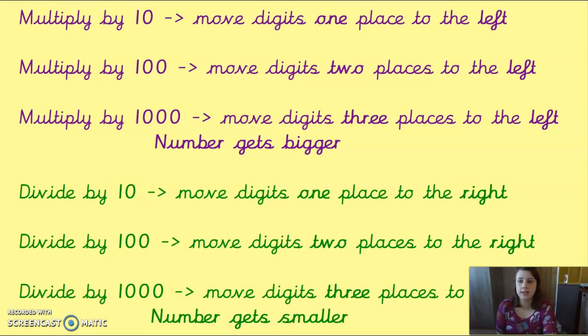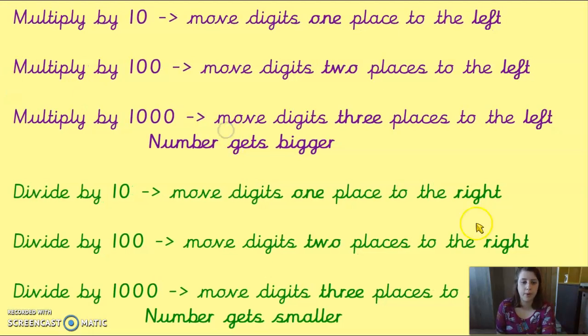So these are some of the rules to remember when dividing or timesing by 10, 100 and 1,000. So if you multiply by 10, you move digits one place value to the left. If you multiply by 100, you move them 2 places to the left. And if you multiply by 1,000, you move them 3 places to the left. So if you're multiplying, your number is getting bigger, which is why you're moving them to the left.